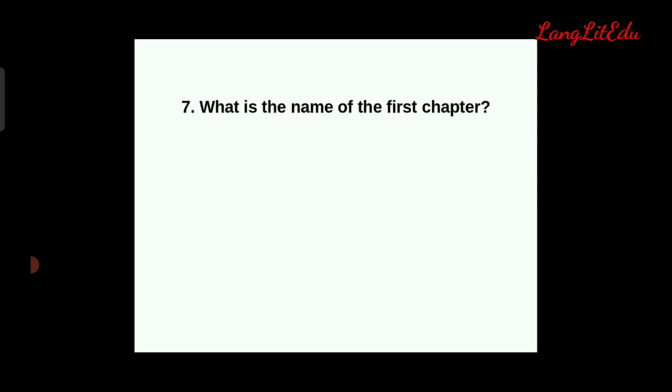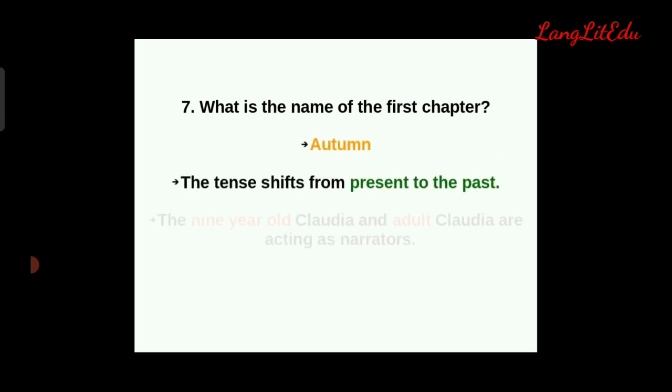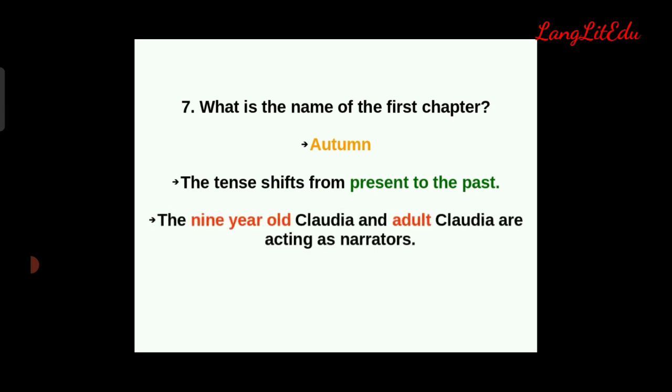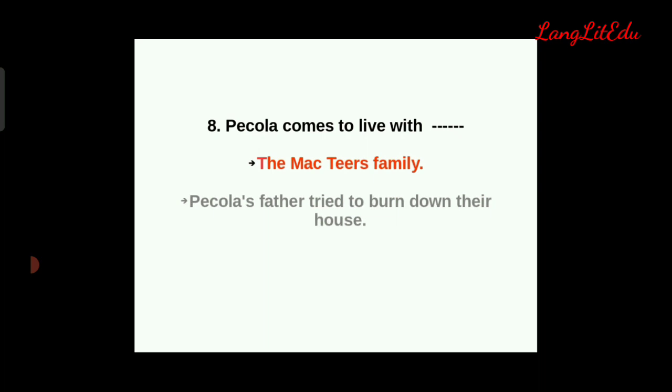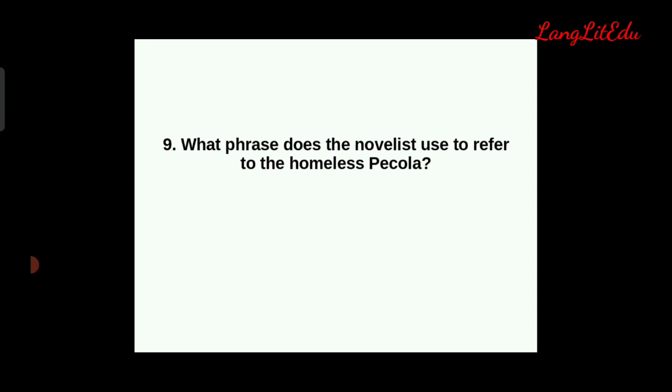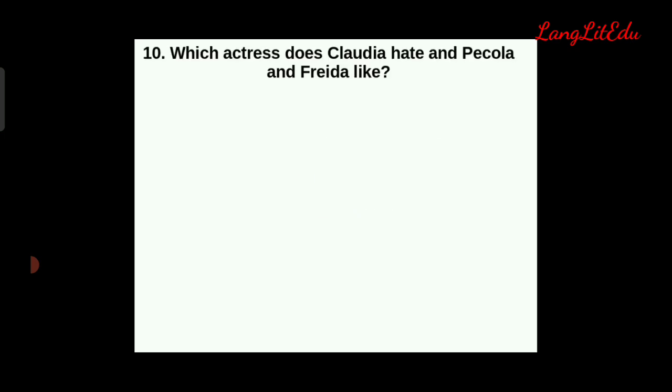What is the name of the first chapter? It is Autumn, and the tense shifts from present to the past, and the 9-year-old Claudia and adult Claudia are acting as narrators. Pecola comes to live with the McTeer family because Pecola's father tried to burn down their house. What phrase does the novelist use to refer to the homeless Pecola? She is outdoors.